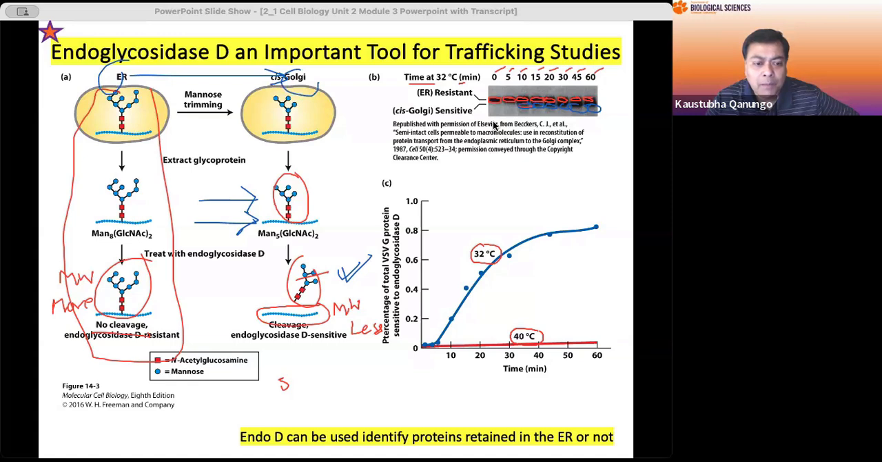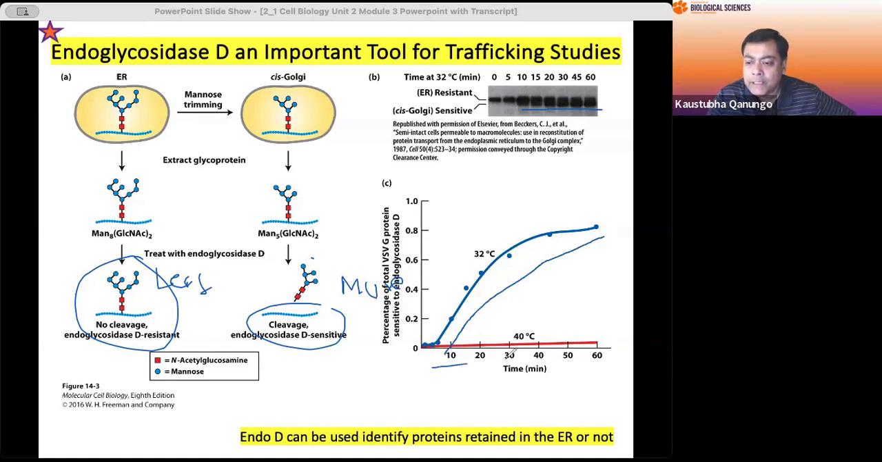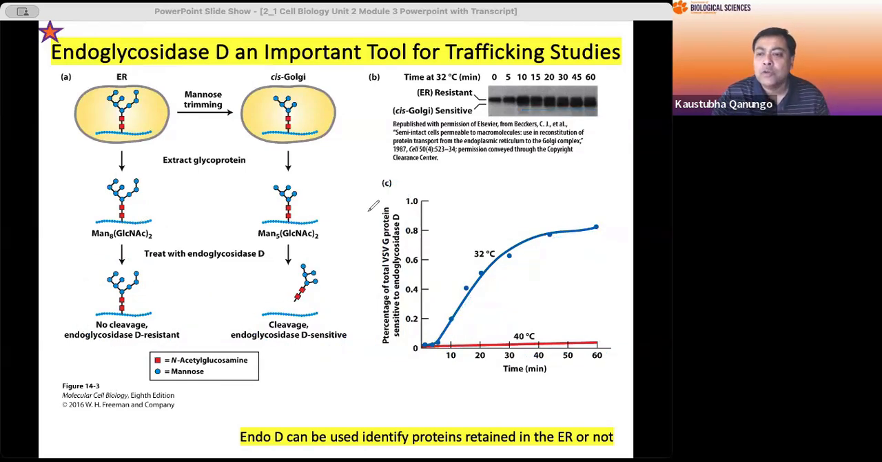So I will just take those things mark off. But now you can see that as the time goes by, the top band is getting smaller and smaller. So the higher molecular weight is getting less, and the band at the bottom is getting thicker and thicker. So the lower molecular weight is getting more and more over the period of time. So this shows the curve: in the time, if you plot the percentage of the protein sensitive to endoglycosidase D, this shows your trafficking curve of how the protein is trafficked from the ER to the Golgi.